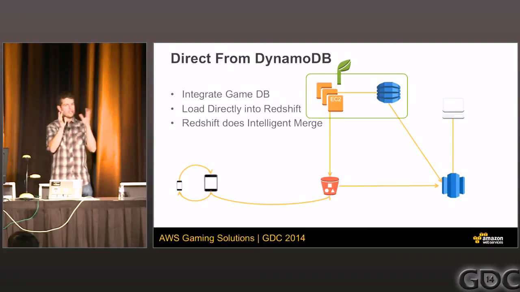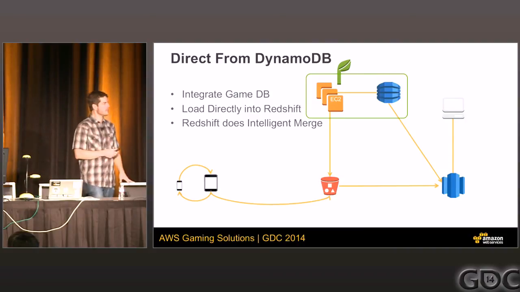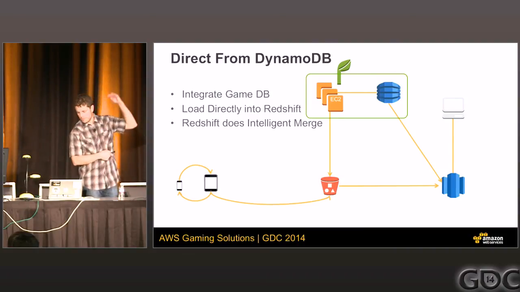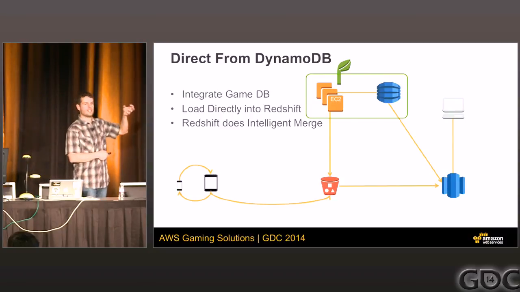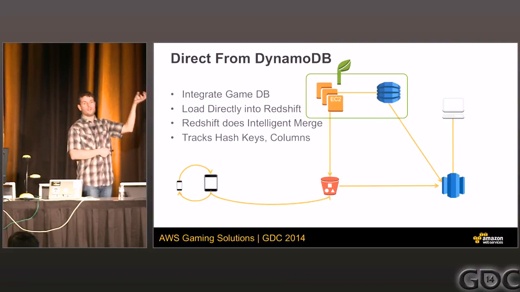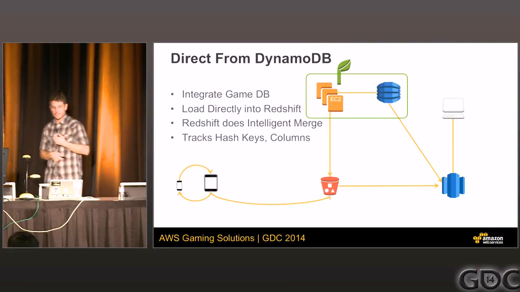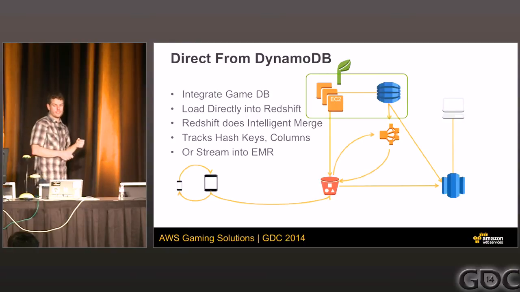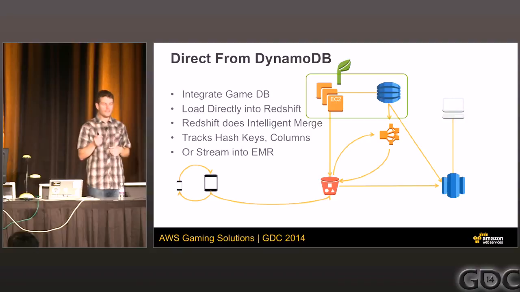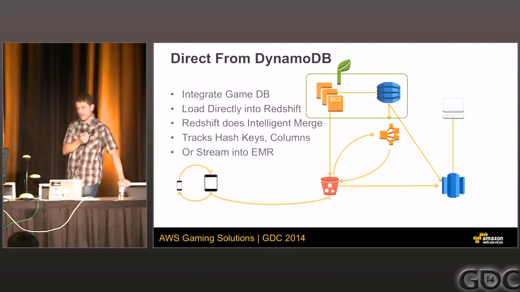So there's a little bit of leeway you get from Redshift out of the box, which is nice. You can send your data directly to Redshift from Dynamo. Maybe you have your games tables or your session tables already in Dynamo in your game DB. You might as well just send that directly to Redshift. As I mentioned, it'll track those keys and columns and resolve those differences. And the other cool thing you can do is stream from Dynamo into Elastic MapReduce.